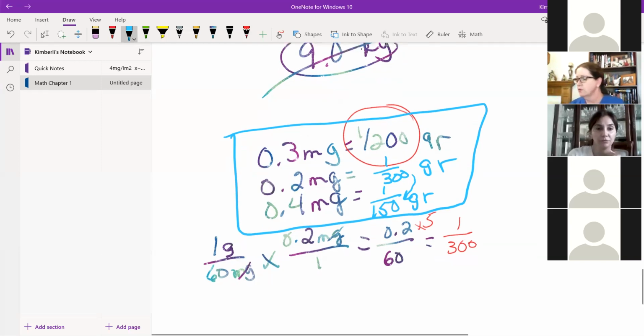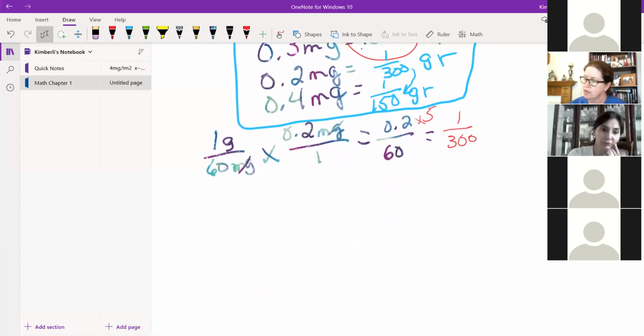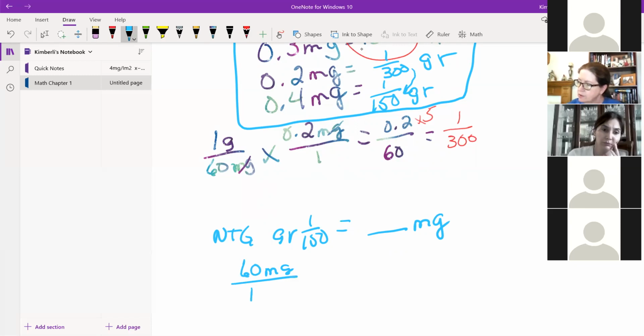Now, most of the time, you're not going to see that. What you're going to see is nitroglycerin, 1/150th of a grain is equal to how many milligrams? So in that case, what you're going to do is take the 60 milligrams over 1 grain, times 1/150, which is going to be 60 divided by 150. Which gives you 0.4 milligrams.